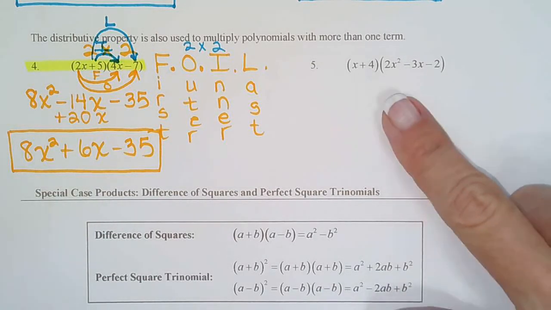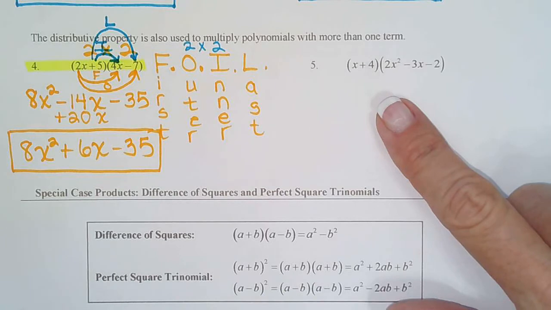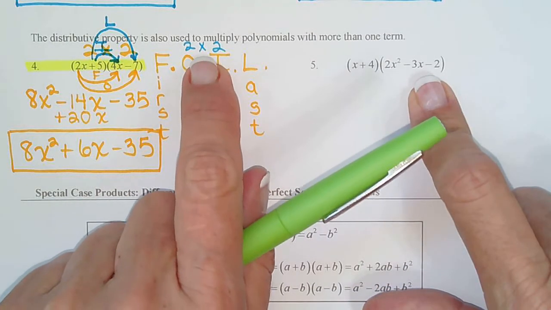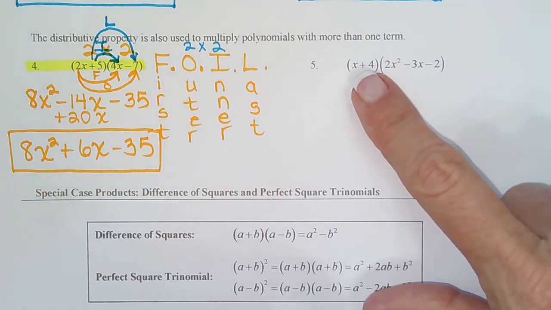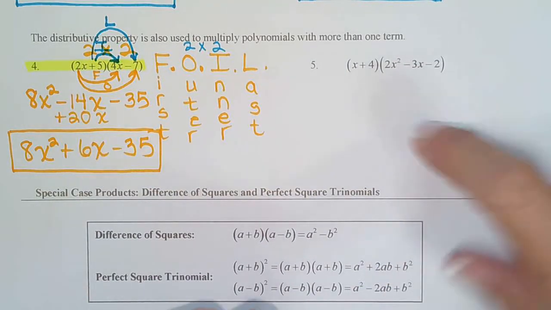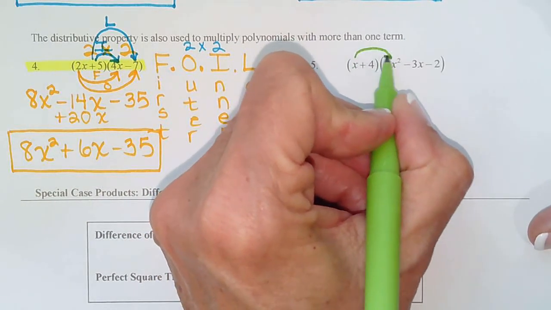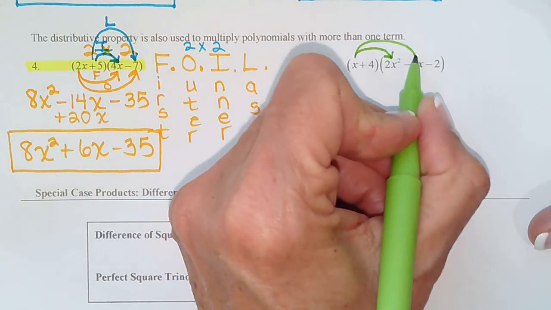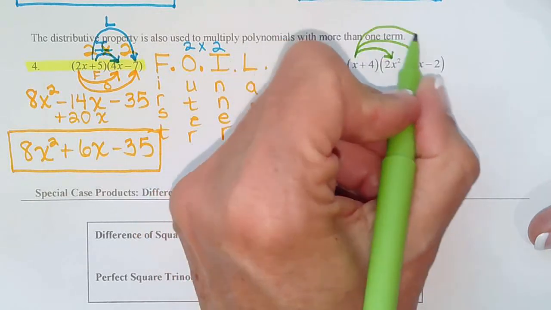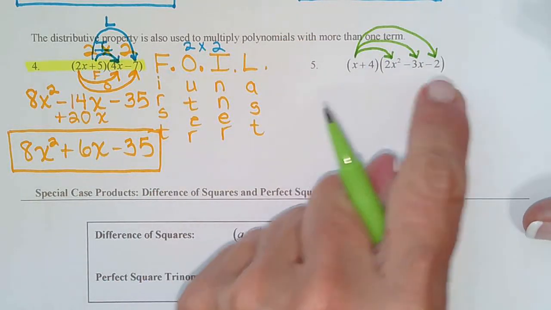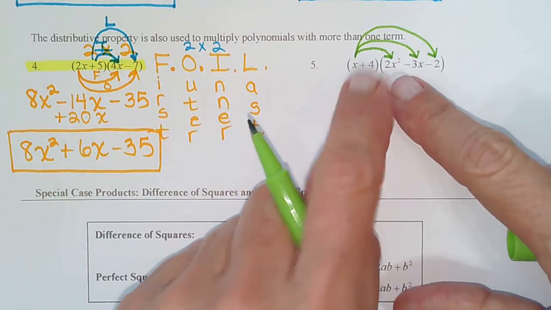Okay, now 5 cannot be foiled because it's not 2 terms by 2 terms. Foiling only works when it's 2 by 2. This is 2 terms by 3 terms. So what I do is I distribute. First times first, first times second, first times third. And then after I'm done with that, then I'll distribute the 4. So let's do this one first.